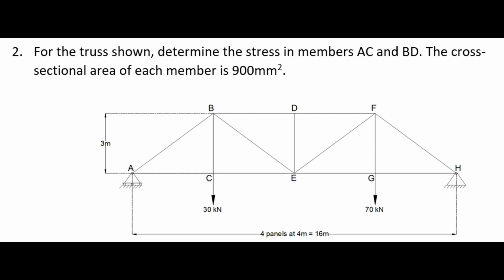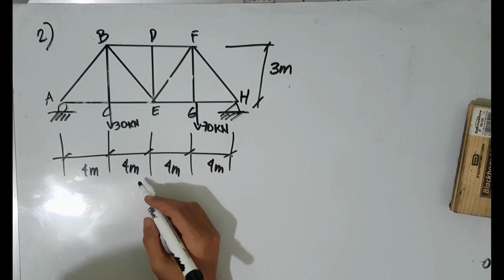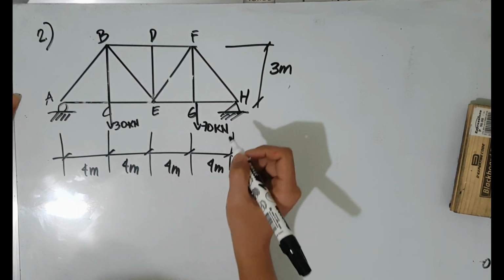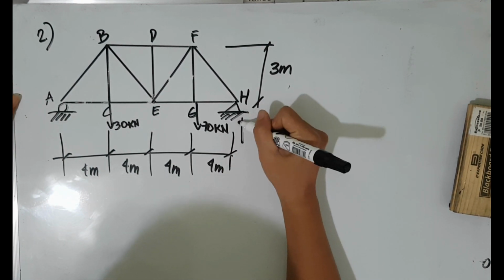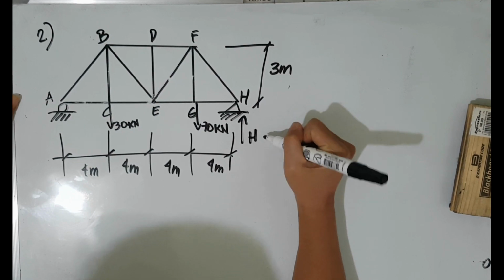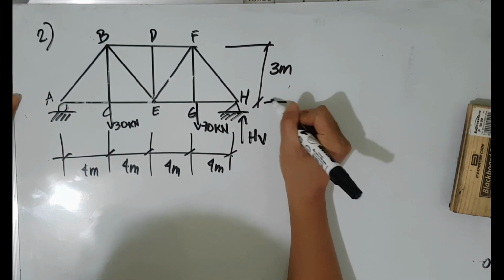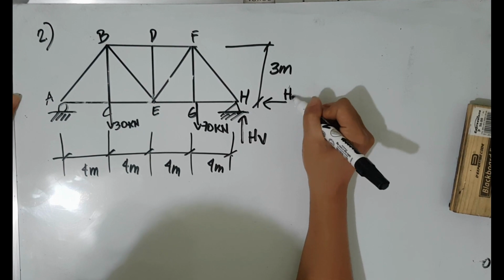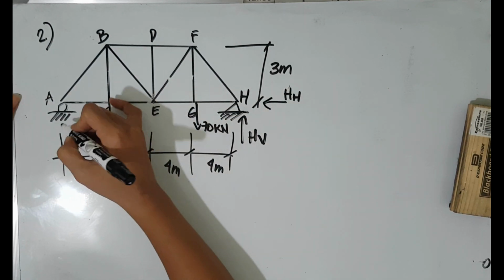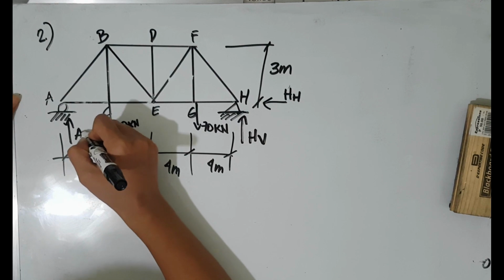For problem number 2, for the truss shown, determine the stress in members AC and BD. The cross-sectional area of each member is 900 square millimeter. To begin with, we will first determine the forces in each support, located in support A, the roller, and then the hinge at support H.